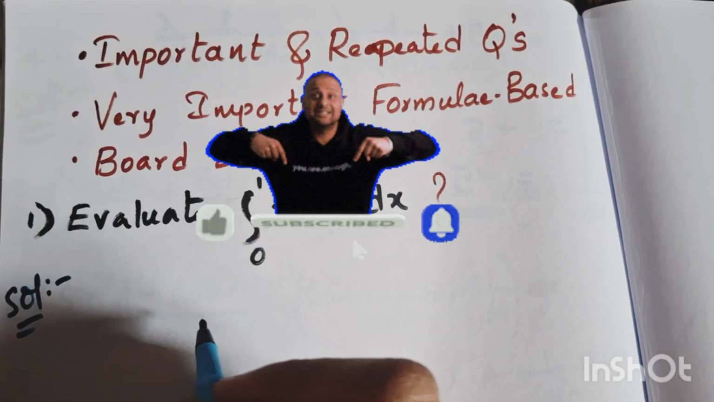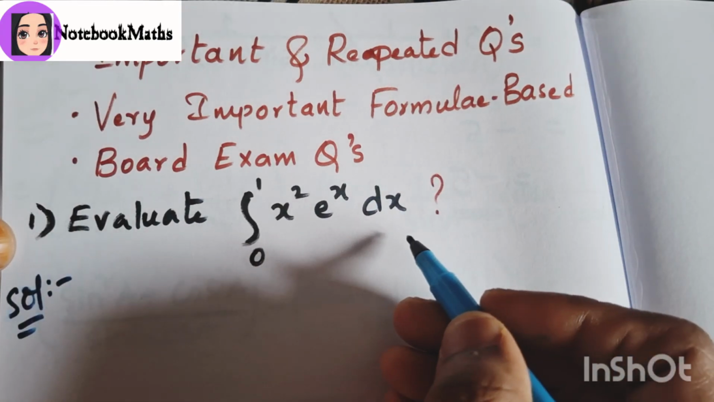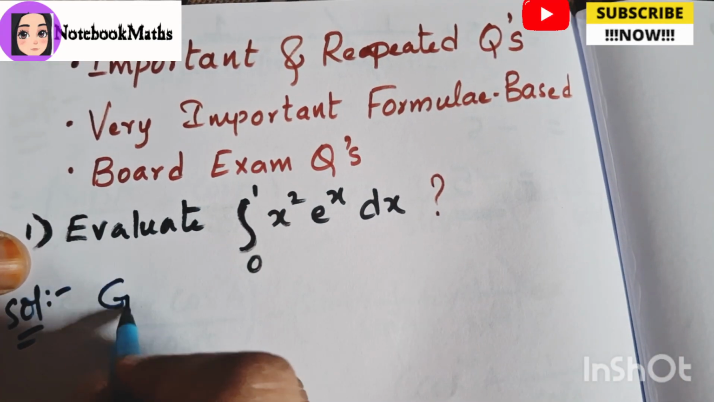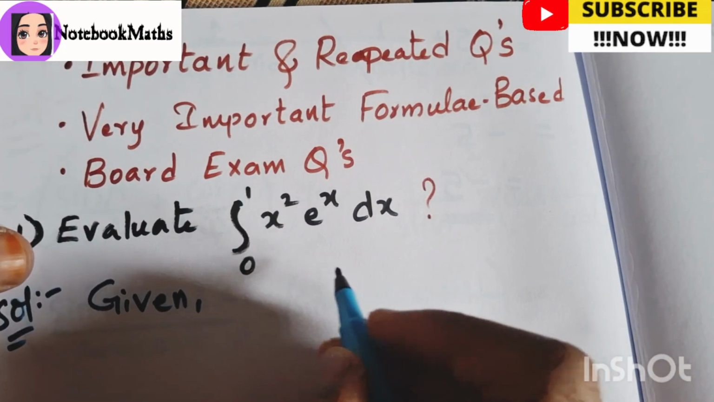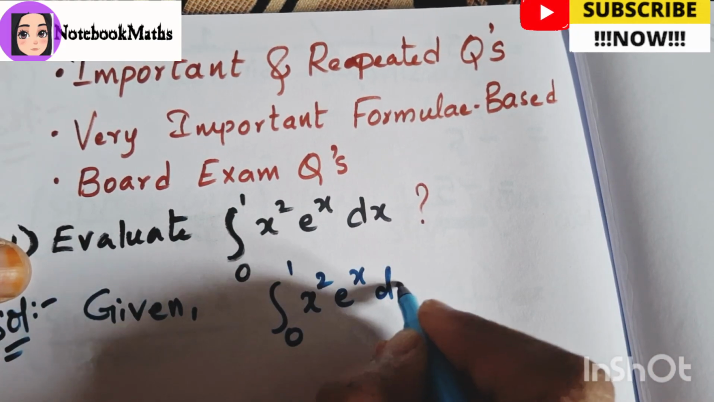How to solve this solution? Now here integration is given and differentiation also we have to do. Now how to solve this? Given we have integration 0 to 1 x square e power x dx.